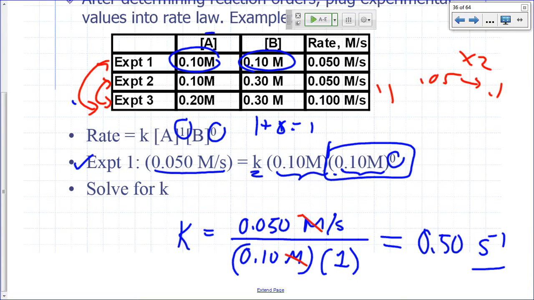Now, if you're dealing with real experimental data, though, the K values you're going to get for each run are not going to be exactly the same, right? Because of random errors in your experiments. Okay, experiments are always subject to random errors. You don't always expect to get the same thing. So what you can do is plug in the numbers from experiment 1, experiment 2, experiment 3, and then take the average. Okay, that would give you your rate constant.